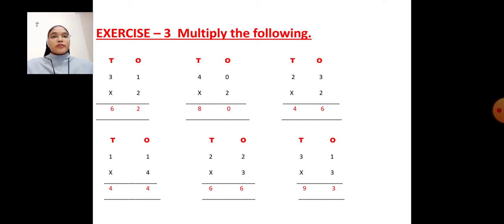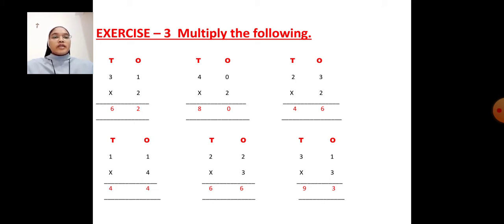Next 40 into 2. We have to first multiply ones digit number. 2 into 0. Answer is 0. And 2's table we have to say 4 times. 2 4's are 8. And 8 we have to write in tens place. 40 into 2. Your answer will be 80.